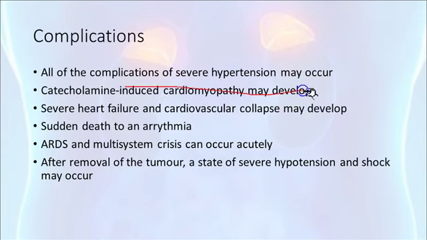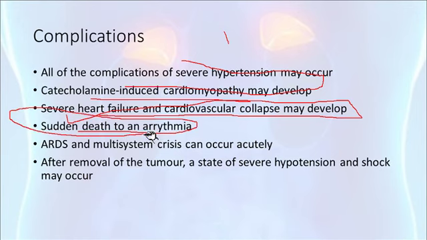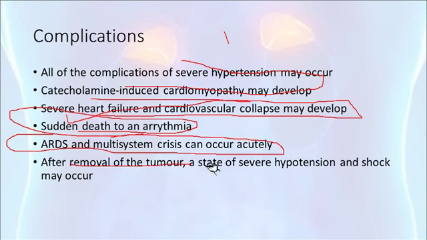All complications of severe hypertension can occur in these patients, and that includes hypertension-mediated organ damage such as retinopathy, damage to the heart, kidney damage, etc. You may also have severe heart failure and cardiovascular system collapse, along with catecholamine-induced myopathy. Sudden death due to an arrhythmia may also occur. Acute respiratory distress syndrome and multi-system crises may occur. After removal of the tumor, a state of hypotension and shock may also occur, and patients must be monitored after the tumor has been removed.